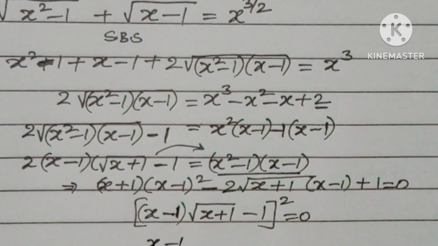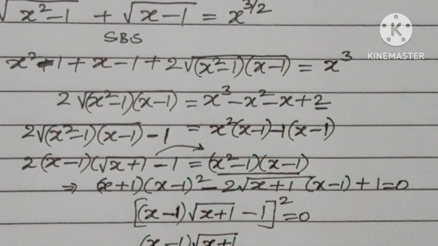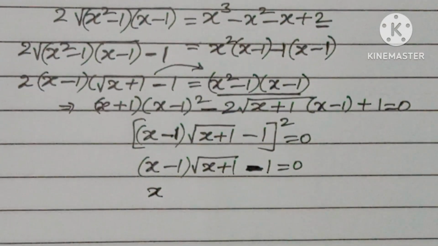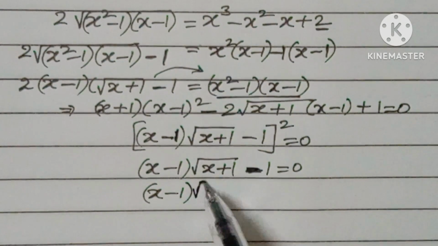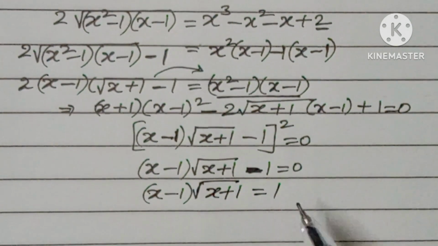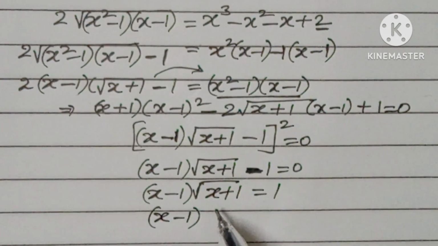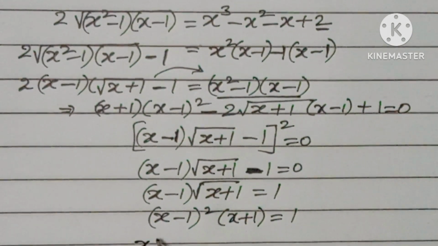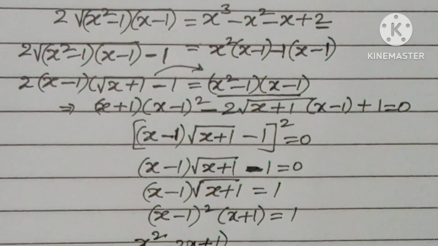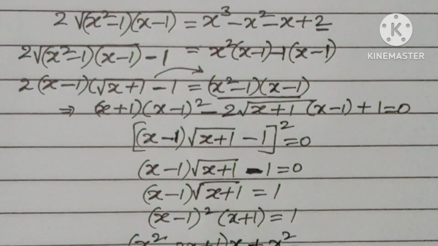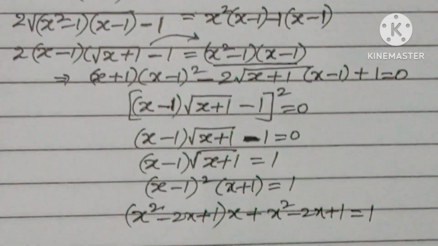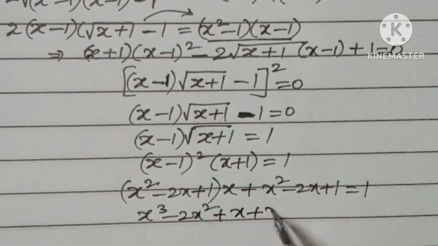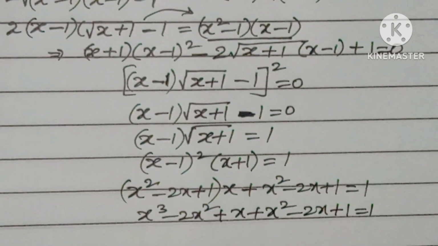So this can be written as x minus 1 into root of x plus 1 minus 1 equal to 0. X minus 1 into square root of x plus 1 equal to 1. Squaring on both sides, x minus 1 whole square into x plus 1 equal to 1. So this can be written as x square minus 2x plus 1 into x plus 1 is equal to 1. Now this can be written as x cube minus 2x square plus x plus x square minus 2x plus 1 equal to 1.